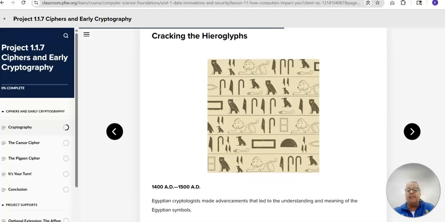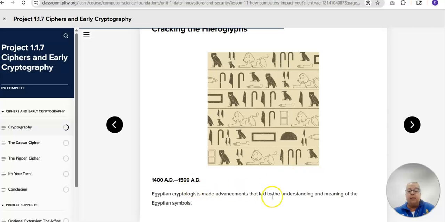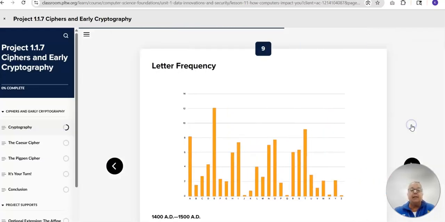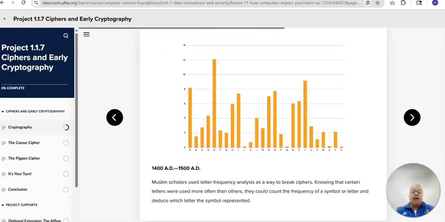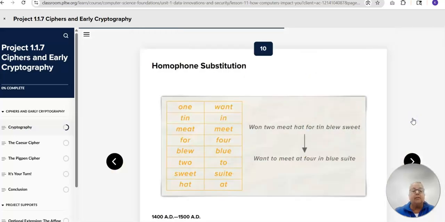Here is hieroglyphics. They used encryption with symbols, and you'd have to know what the symbols meant to be able to decode it. Here is letter frequency. Muslim scholars used letter frequency to break ciphers, knowing that certain letters were used more often than others. So they would count the frequency of a symbol or letter and deduce which letter the symbol represented. Look at that. Same today. E is one of the most used letters in our communication.